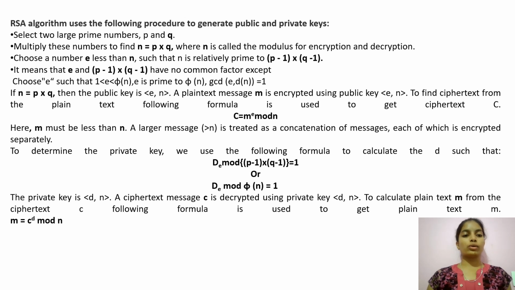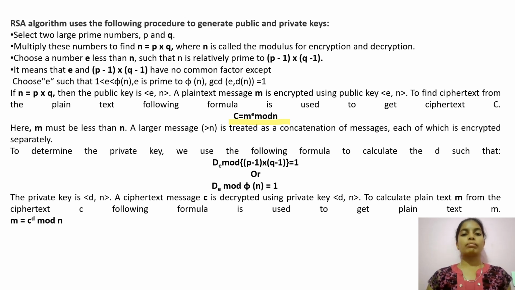If n is equal to PQ, then the public key is E comma n, and the plain text message M is encrypted using the public key E comma n. To get the ciphertext from the plain text, the formula C is equal to M power E mod n is used. Here M is much less than n, and if the message is larger, it is broken into blocks, each of which is encrypted separately.